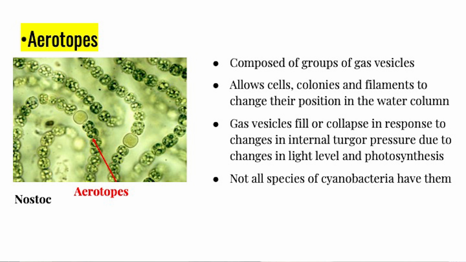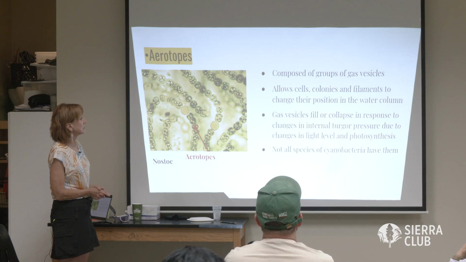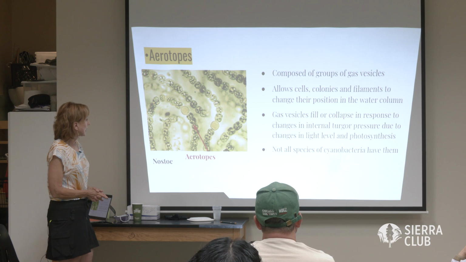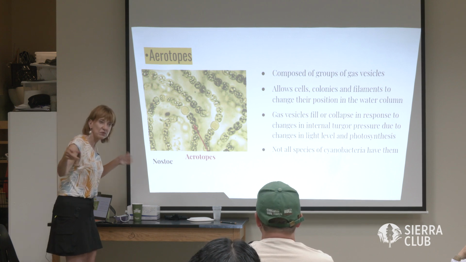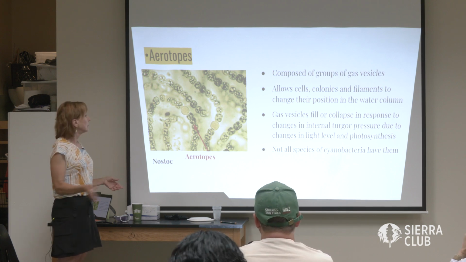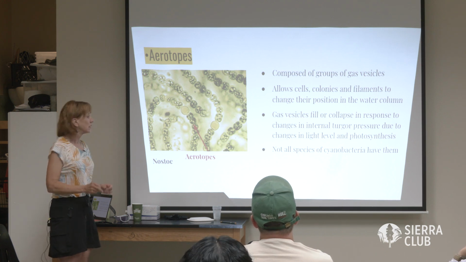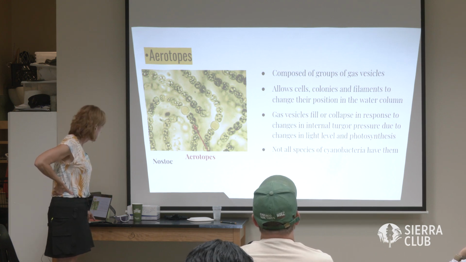Aerotopes are composed of groups of gas vesicles. They allow cells, colonies, and filaments to change their position in the water column. So like I said, they don't have flagella. They can't swim around. All they can do if they have aerotopes is rise and sink, and they don't all have them.